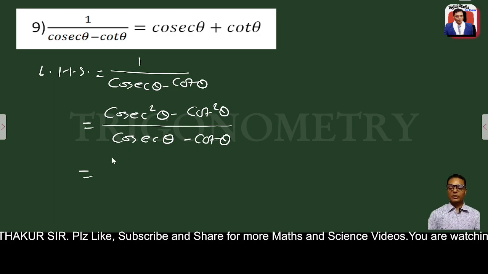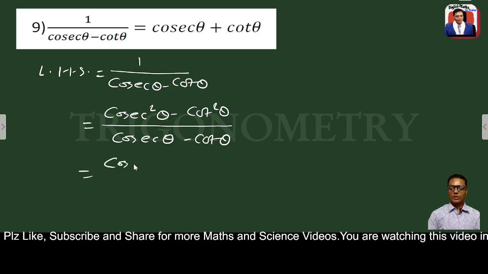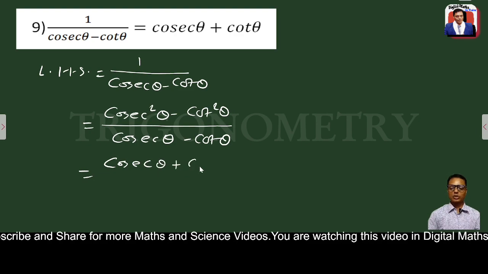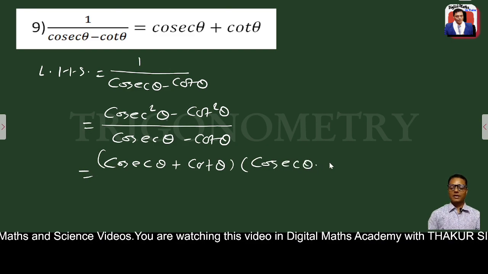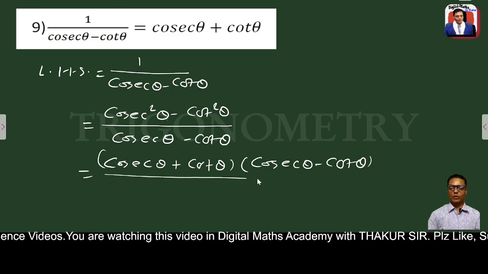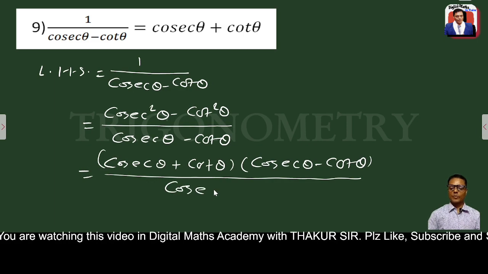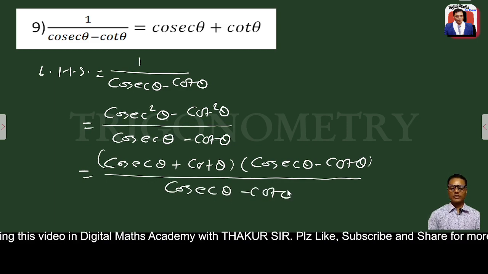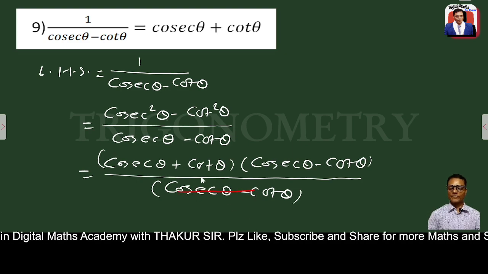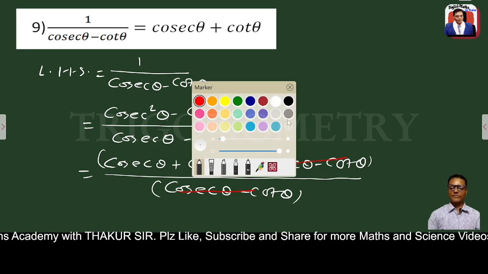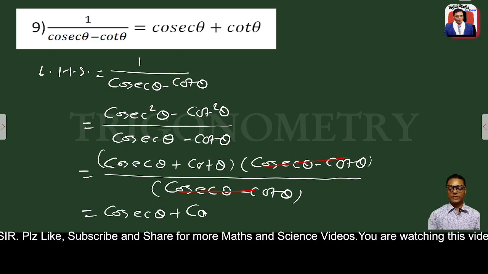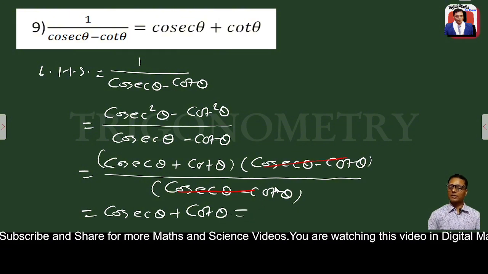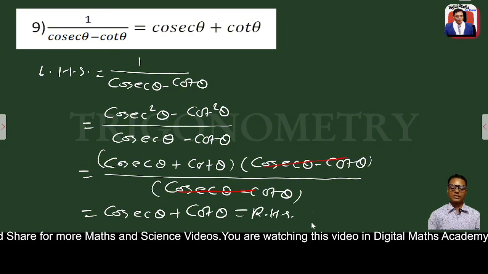Now at the numerator we are going to apply the a² − b² formula, according to which we can write cosec theta plus cot theta, that is a plus b, and a minus b, that is cosec theta minus cot theta, right? And at the denominator we have cosec theta minus cot theta. After that we can cut one factor up and down, cosec theta minus cot theta, and finally we have cosec theta plus cot theta, which is our right hand side, so we can write equals right hand side, and then proved.